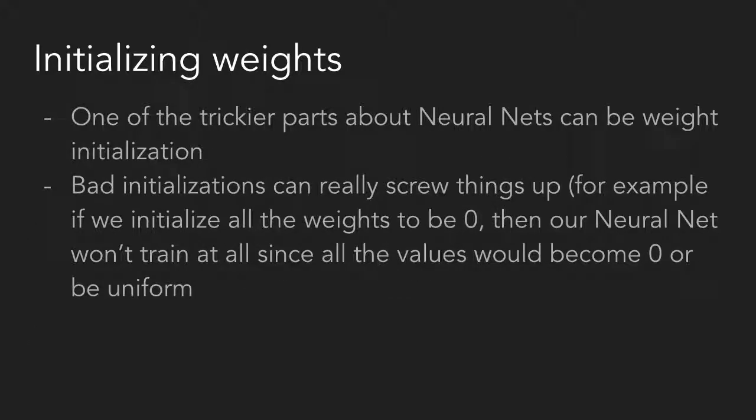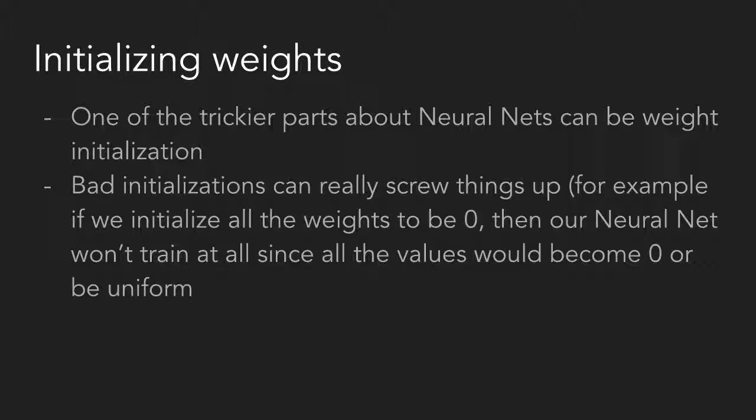So now let's get on to some of the things that you do when training a neural net. One of the trickiest parts can be initializing these weights. The whole point of neural nets is to update them and make them the best they can be, but where do you start? A bad initialization can really screw things up. So let's say that we set all of our weights to 0. Then, depending on our activation function, that could mean that we just pass forward 0.